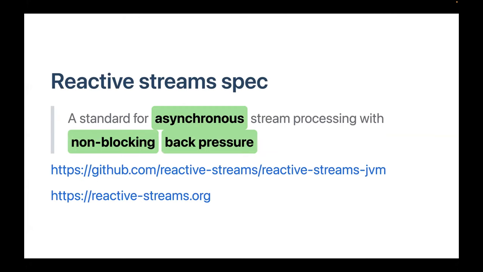So this is the essence of reactive streams. The reactive stream spec is basically all about processing asynchronous streams in a non-blocking way, plus with back pressure. We all understand asynchronous, right? Asynchronous means systems are loosely coupled. Each one does its own work, and whenever they want to communicate, they communicate. That's what asynchronous is.